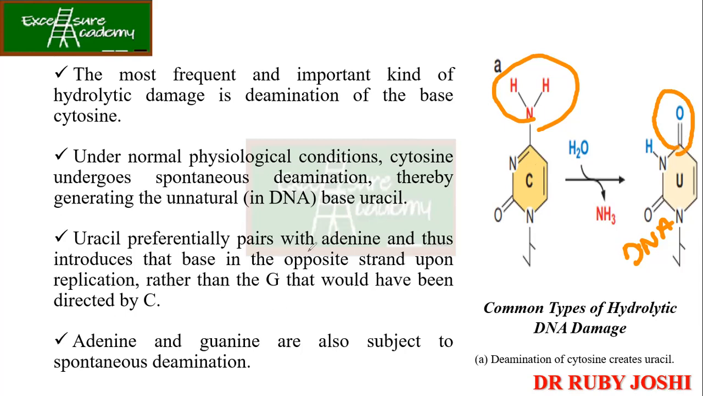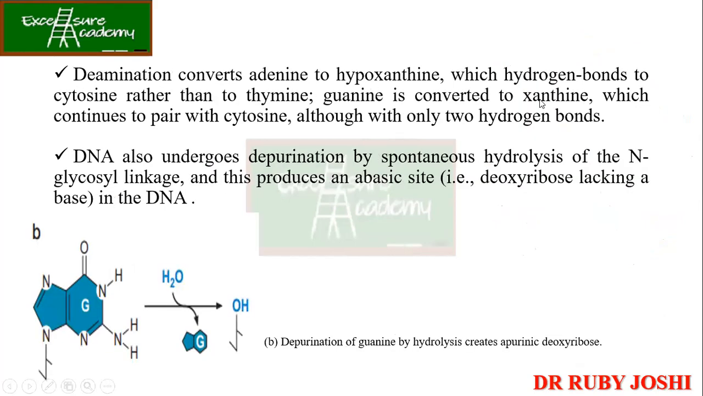So uracil preferentially pairs with adenine and thus introduces that base in the opposite strand upon replication, rather than the G that would have been directed by the C. So where we should have got C-G hydrogen bonding, because it has got deaminated, U has come there and now it is going to base pair with A, and hence it is going to change the sequence of the DNA. So adenine and guanine are also subject to spontaneous deamination. This is one example where deamination of cytosine results in the formation of uracil, again causing DNA damage. Now, deamination converts adenine to hypoxanthine, which hydrogen bonds to cytosine rather than to thymine.